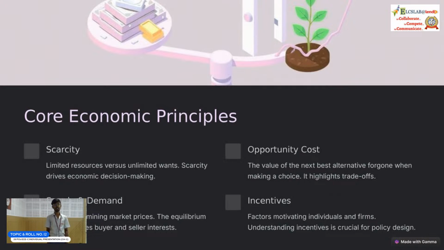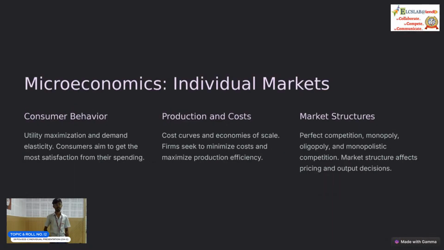Scarcity: limited resources versus unlimited wants. Demand: how the market price and the equilibrium are set by the interaction of buyers and sellers. Opportunity cost: the value of the next best alternative foregone when making a choice. It highlights trade-offs. Incentives: factors motivating individuals and firms. Understanding incentives is crucial for policy design.